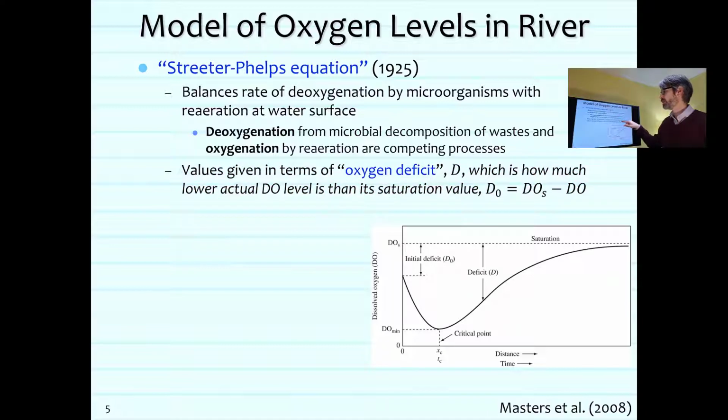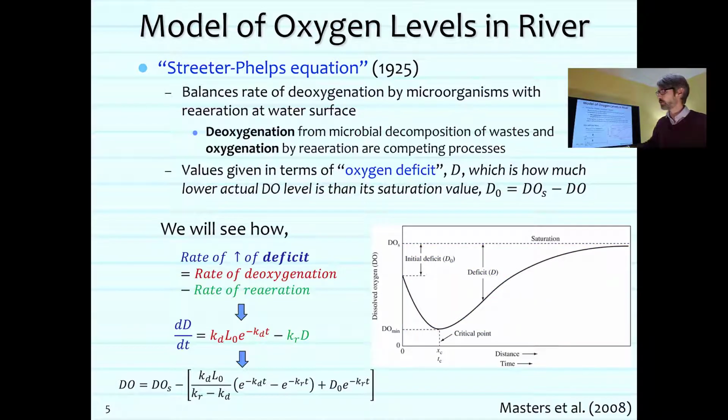And so here's the initial deficit, so D naught is equal to DOS, the saturation dissolved oxygen concentration, minus the actual dissolved oxygen concentration at the point we're interested in. This curve traces out the deficit as we move downriver from a release point. You can see that it reaches a critical point here, and then it slowly recovers.